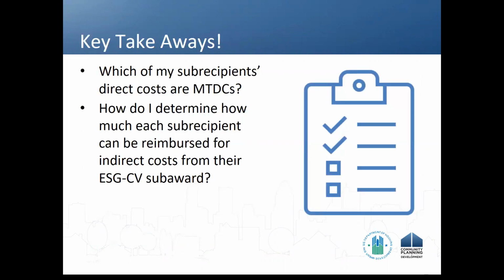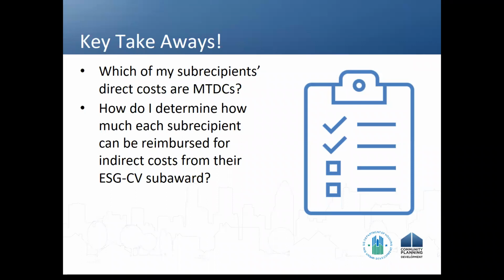Okay, so this wraps up our discussion on determining indirect costs. The following are questions or key takeaways for grantees to consider. First, which of my subrecipients' direct costs are MTDCs? And second, how do I determine how much each subrecipient can be reimbursed for indirect costs from their ESG-CV award?